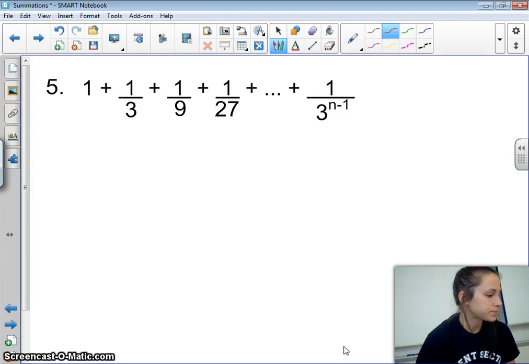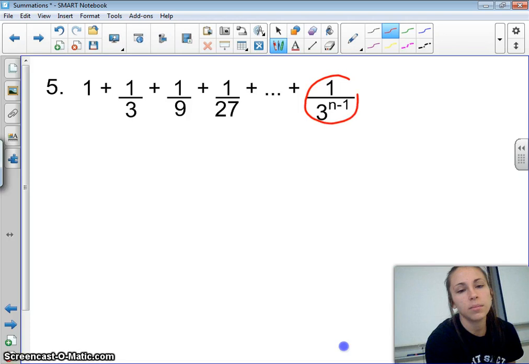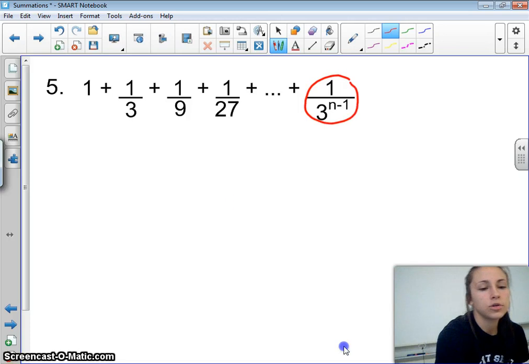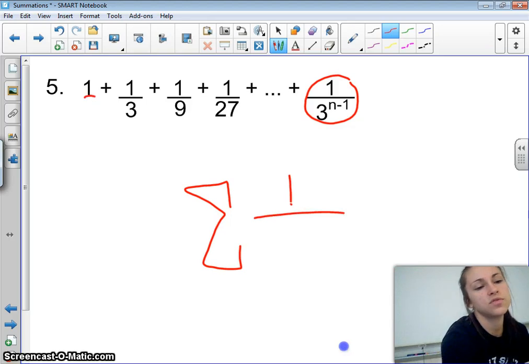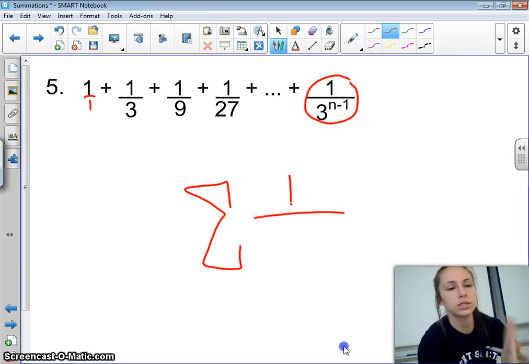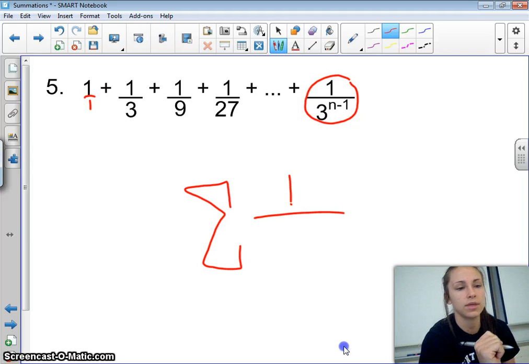Alright, last one. Now, this one is really not too bad because they're giving me my pattern here, okay? I'm going to draw my little old lady claw. The thing that never changes is the 1 in the top. And even this first term is like a 1 over 1. So the 1 in the top is never changing. So I'm going to leave that there.